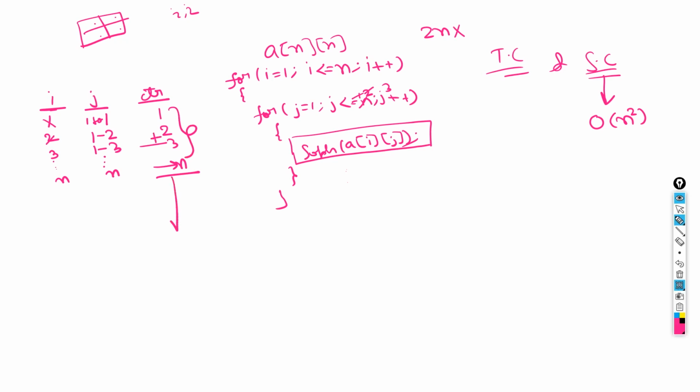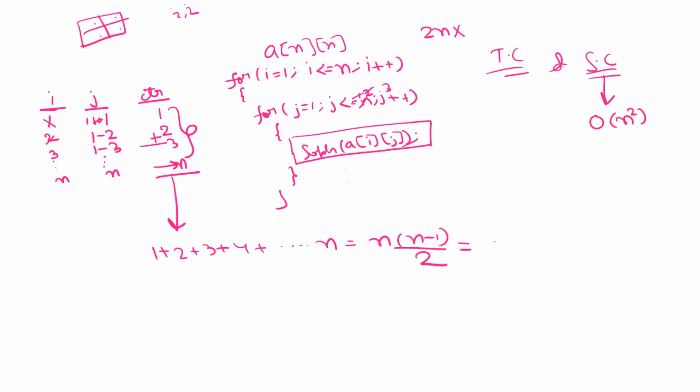So this total time is nothing but 1 plus 2 plus 3 plus 4 plus up to n. So what is this? This will be nothing but n into n minus 1 by 2. If we try to analyze this, this will be n square minus n by 2, or n square by 2 minus n by 2. Okay, so one thing to note from here is, what is the time complexity?